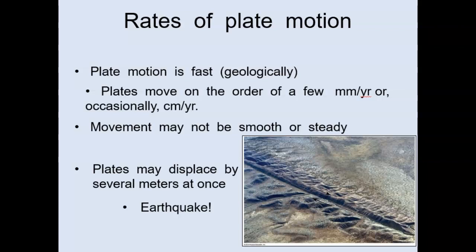So geologically speaking, plates actually move really fast. Geologic rates, however, are much slower than human rates. For us, fast motion would be something like 60 miles per hour, or say 100 kilometers per hour, which is pretty close to 60 miles per hour. But in geology, when we say that a process is taking place fast, we're speaking somewhere in the order of centimeters per year. Okay? So a much different scale.